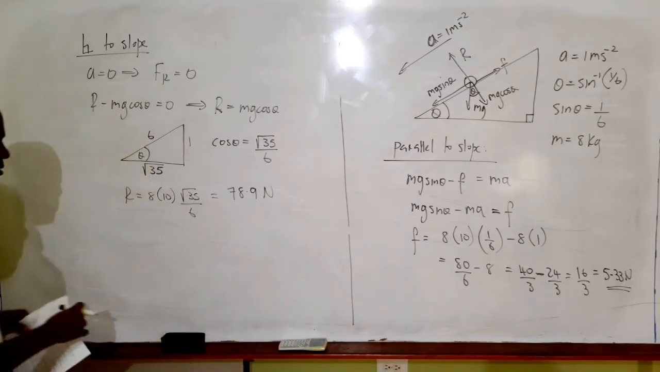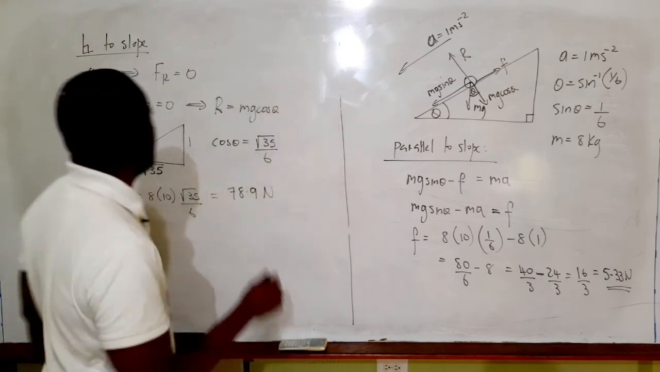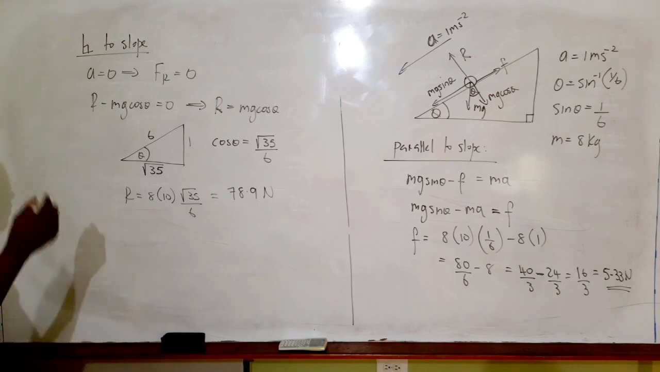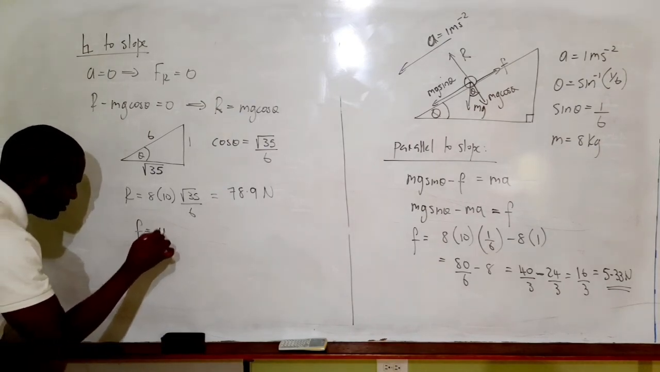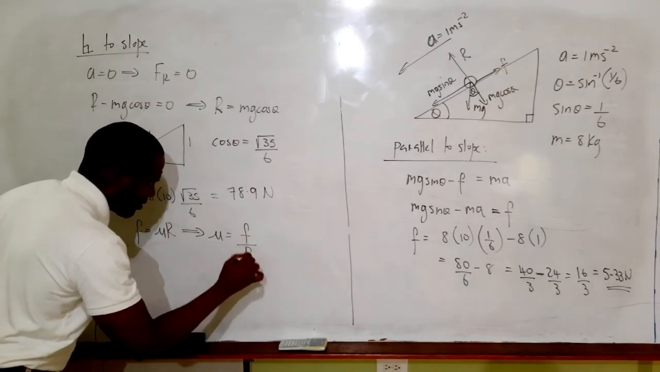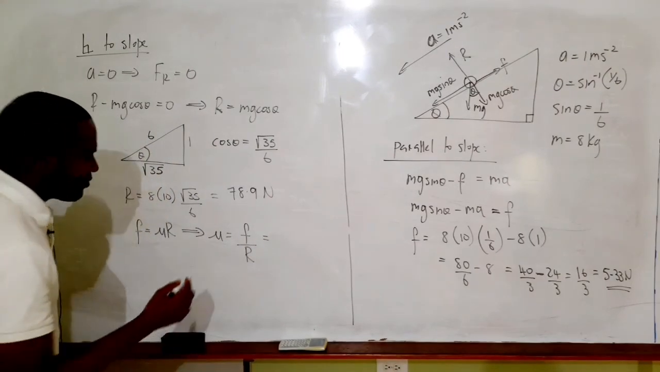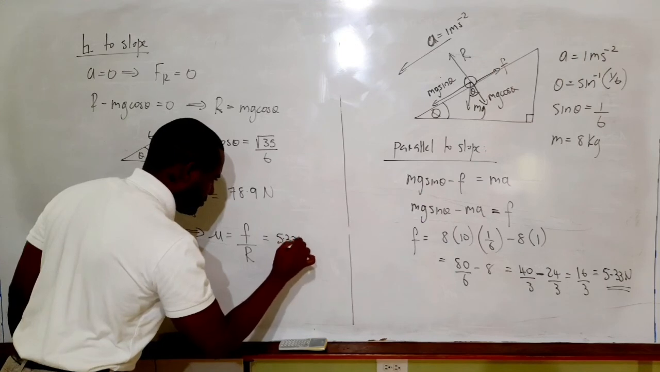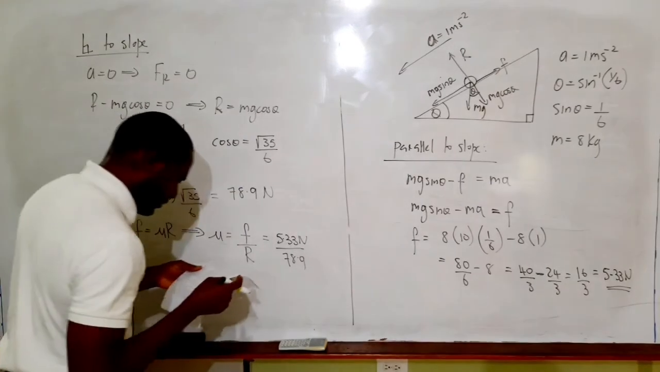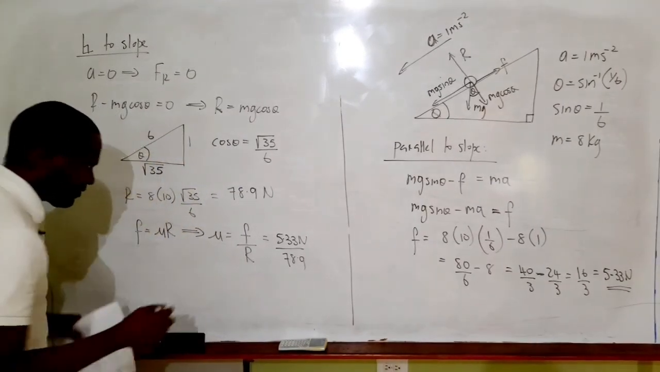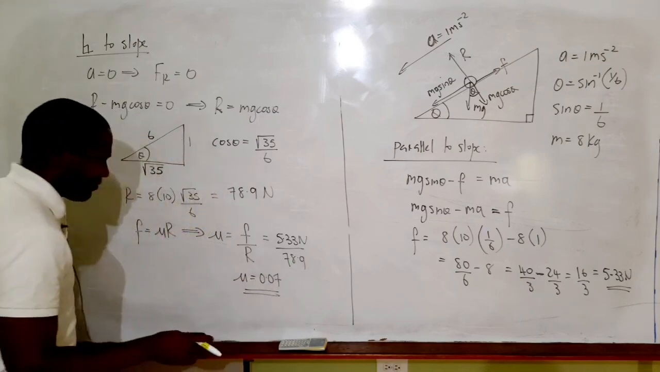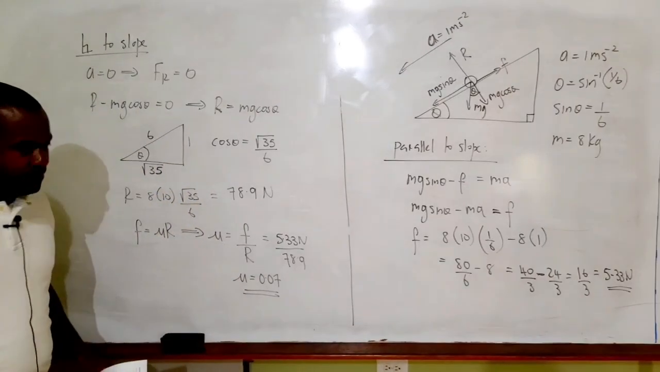But we know that, so we found the frictional force F and we found the normal reaction R. Of course we know that the relationship between the frictional force and the normal reaction is this. We say that F is equal to mu R, which therefore means that mu is equal to F over R. So this gives us 5.33 newtons divided by 78.9, and that should give us 0.07. So mu is equal to 0.07. So the coefficient of friction is equal to 0.07.